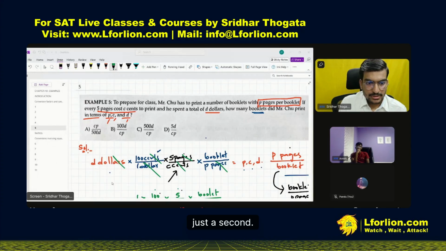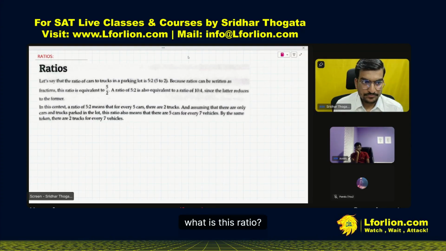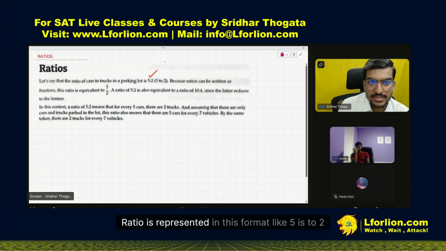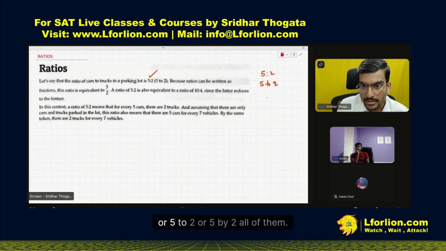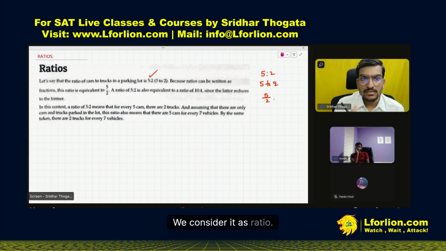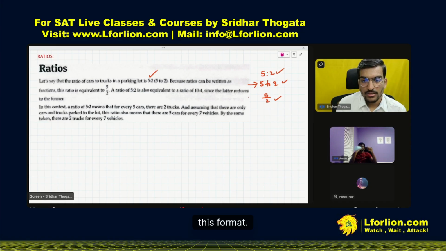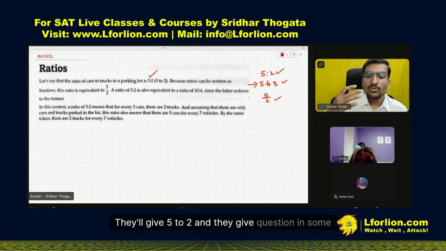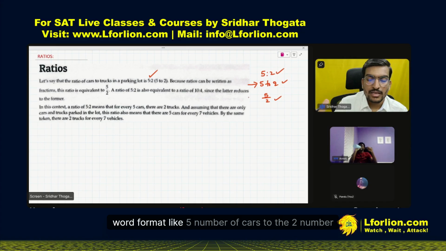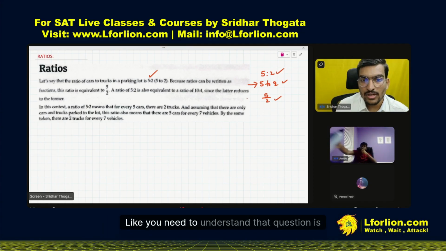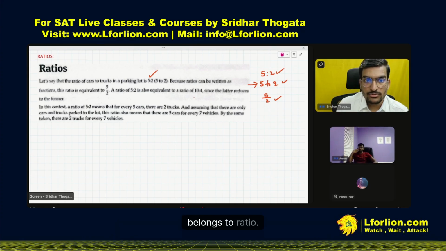Now, what is a ratio? Ratio is represented in this format like 5 is to 2, or 5 to 2, or 5 by 2. All of them we consider as ratio only. Most of the questions prefer to give the question in this format. They'll give 5 to 2, and they give the question in some word format like 5 number of cars to 2 number of trucks. You need to understand that the question belongs to ratio.